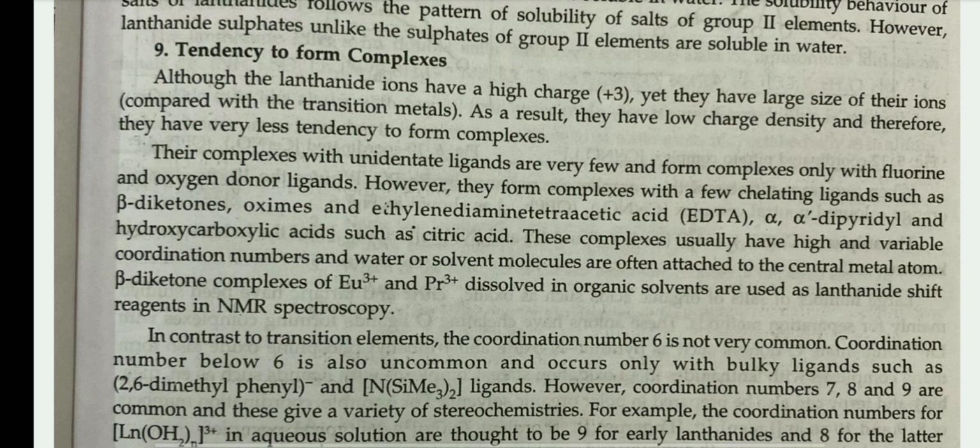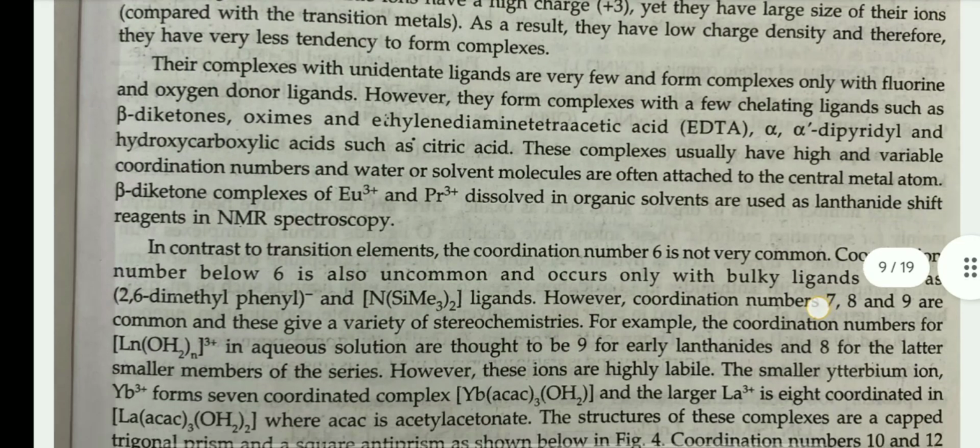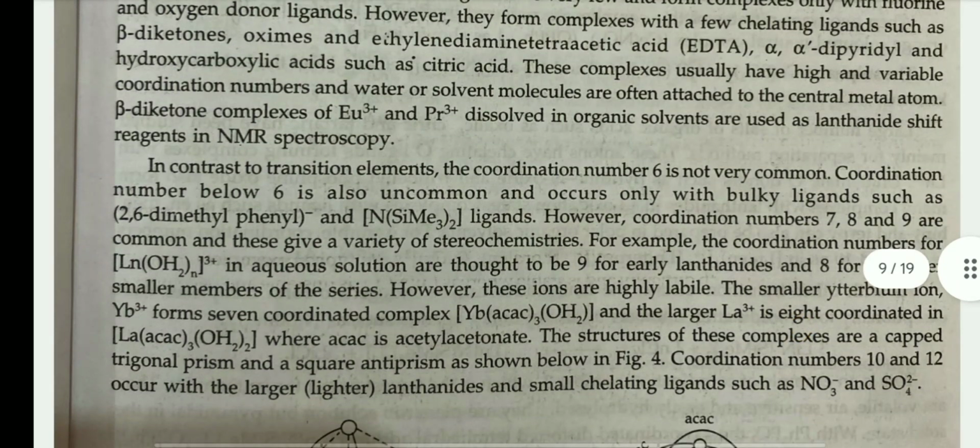These complexes usually have a high and variable coordination number, and water or solvent molecules are often attached to the central atom. Beta diketone complexes of Eu3+ and Pr3+ dissolved in organic solvent are used as lanthanoid shift reagents in NMR spectroscopy. In contrast to transition elements, coordination number 6 is not very common.